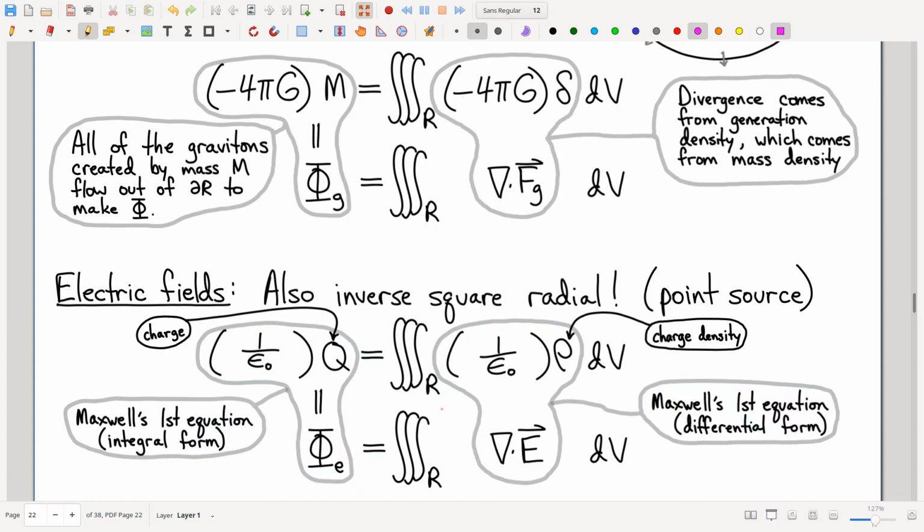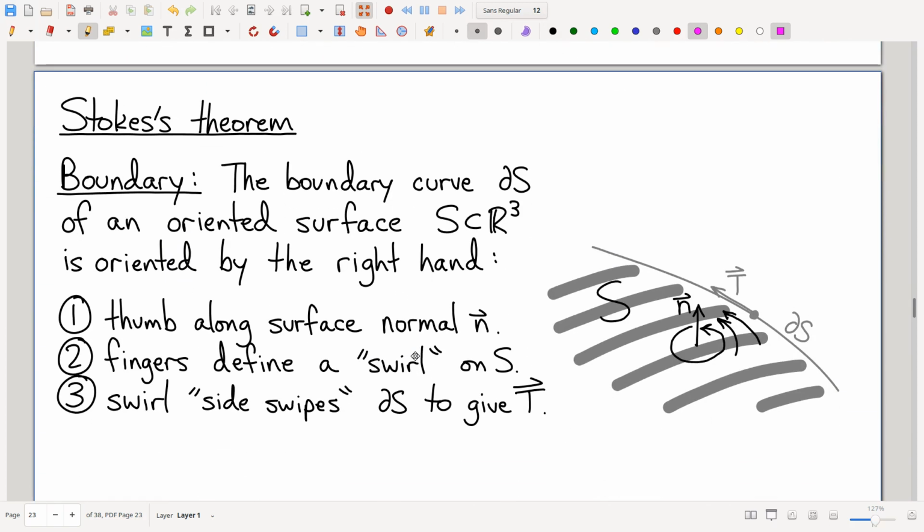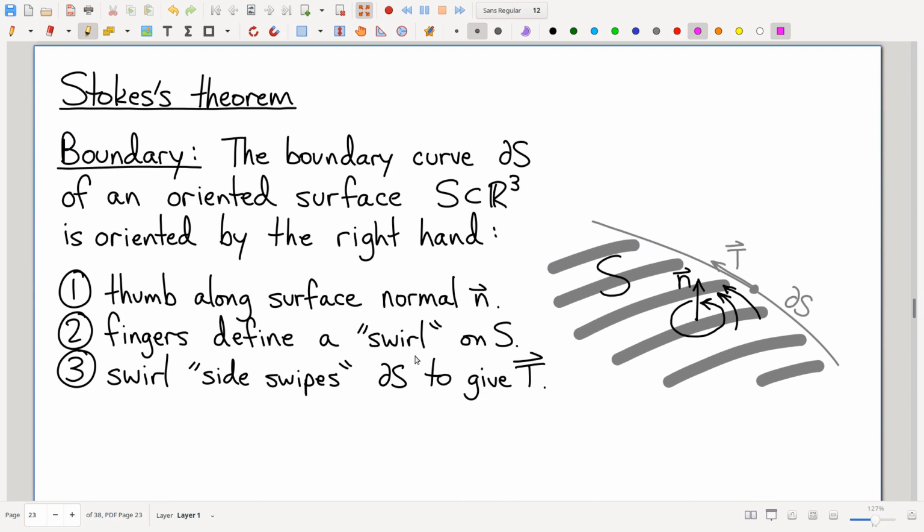Okay, moving along. So, a new theorem we're going to develop. This is called Stokes's theorem, sometimes called Stokes's curl theorem. It is kind of a ripoff of ideas that we've been developing.